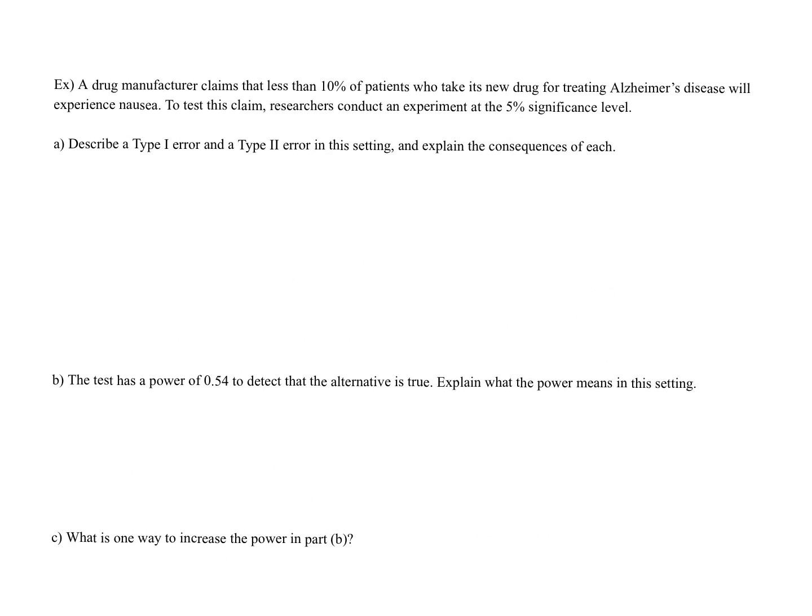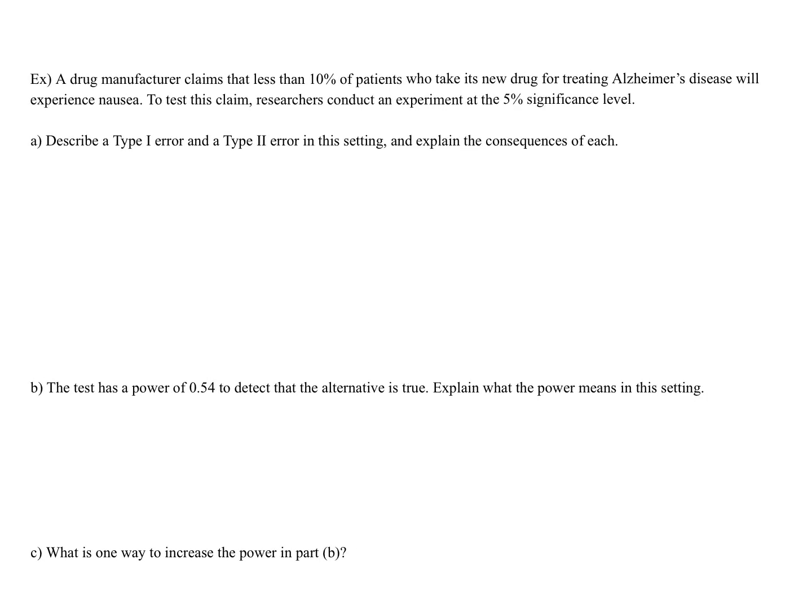So let's look at one more example. A drug manufacturer claims that less than 10% of patients who take its new drug for treating Alzheimer's disease will experience nausea. To test this claim, researchers conduct an experiment at the 5% significance level. So we're going to start off with describing our type 1 and type 2 error. First, it's helpful if we know our null hypothesis and alternative hypothesis. Our null hypothesis is the proportion is 0.10. The alternative is their claim that it's actually less than 0.10.